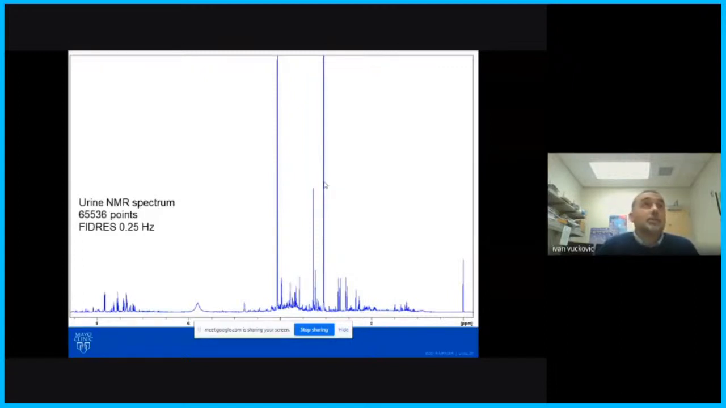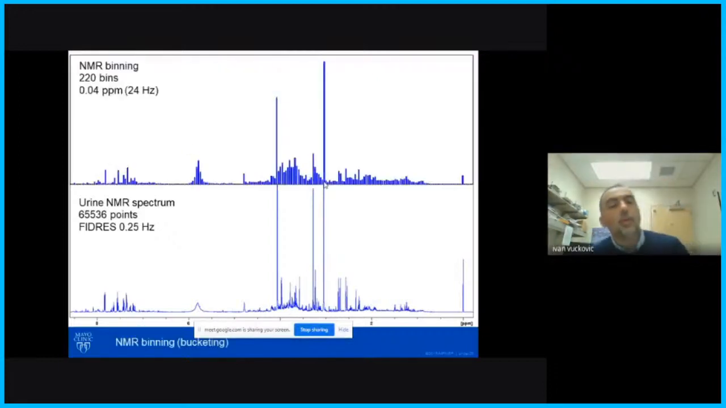We can define the width of these areas, and you can choose a wider or narrower range for this bin or bucket. If you use narrower bins, you lose less resolution, but because of peak drifting and peak overlapping, you may get confounding results. If you open bins too wide, then two or more peaks can end up in the same bin and you lose a lot of resolution from the spectrum. So the compromise would be using a bin width of 0.04 ppm at 600 megahertz. That's the equivalent of 24 hertz.